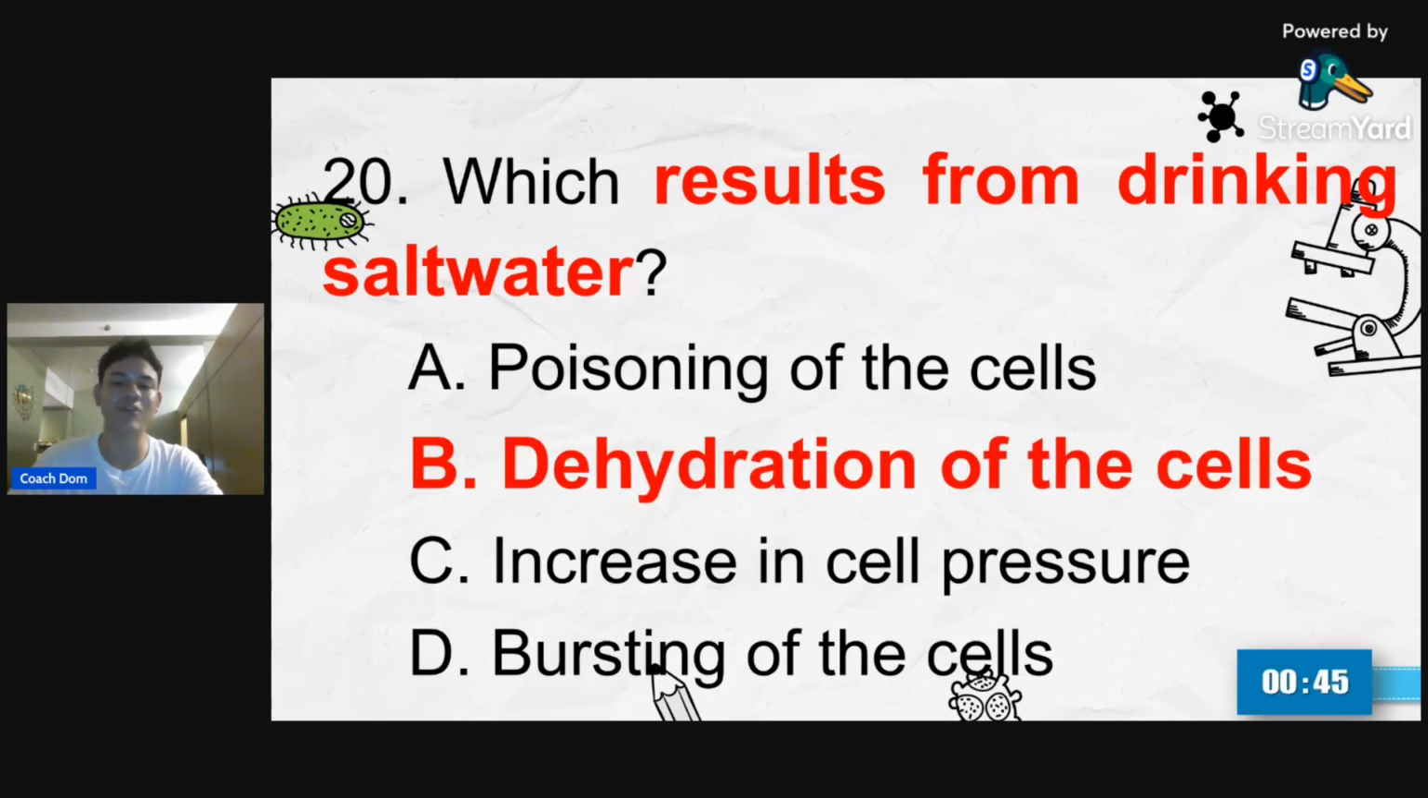Correct answer? Letter B, dehydration of the cell. Kasi we have kidneys, and kidneys can only make urine that is less salty than salt water. Therefore, if iinom ka ng salt water, you are going to have excess salt taken in by drinking seawater. So you have to urinate more water than you drank. So eventually, yung mangyayari sa'yo, you die of dehydration even as you become thirstier. Our answer here is letter B, bravo.